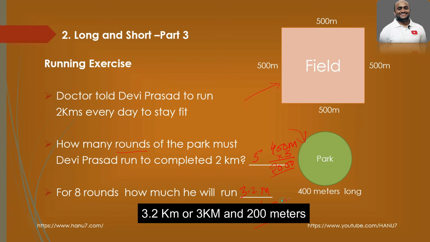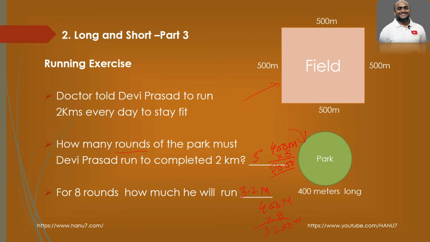So I got 400 meters into 8, I got 3200 meters, which is nothing but 3.2 kilometers. So this is about how you have to calculate the distance one particular person takes. If it is a field, if the person goes directly to this field for one round, automatically how much would he get? 1 kilometer.